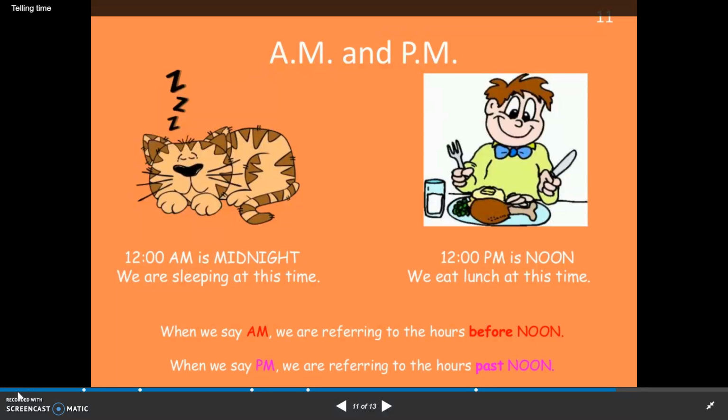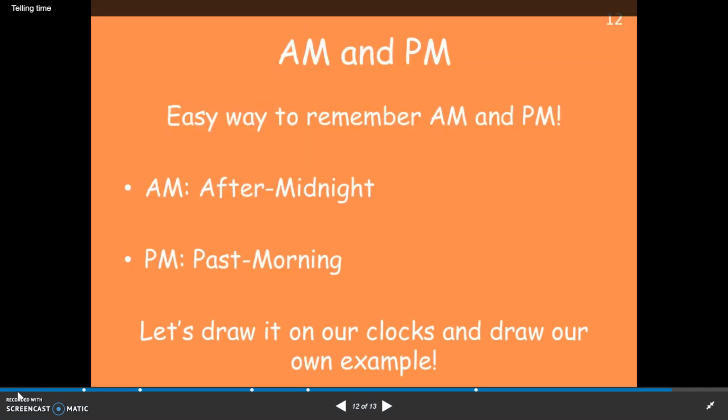So even though they both are 12 o'clock, it is important to know which time it is, if it's AM or PM. If we say AM, we are referring to the hours before noon. If we say PM, we are referring to the hours past noon. An easy way to remember AM and PM is AM is after midnight and PM is past morning.